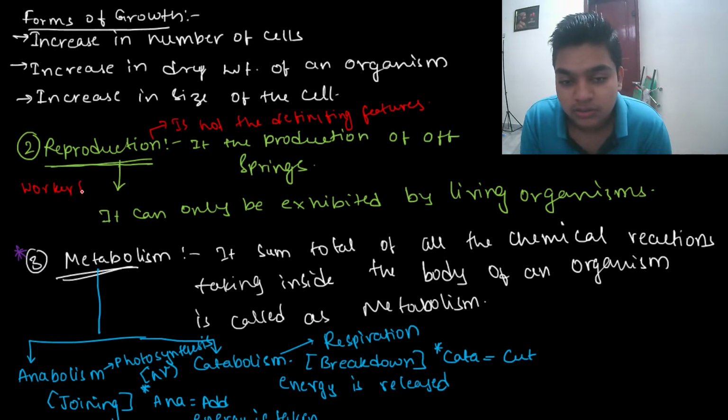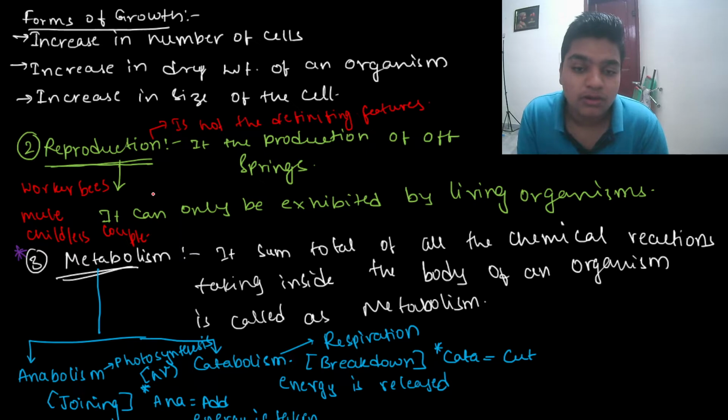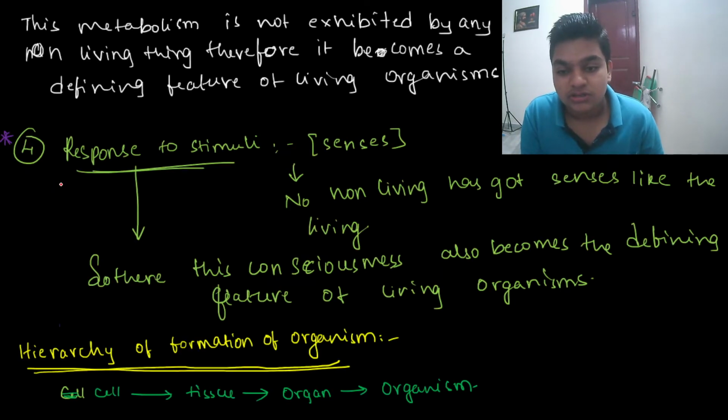If you take worker bees, these are sterile. If you take a mule, it is sterile. It is the cross between a donkey and a horse. Okay, mule, it is sterile. You can say childless couples are also sterile. Now, based on reproduction, we cannot tell that these are non-living things because they are exhibiting metabolism, they are exhibiting consciousness, they are exhibiting this cellular organization.